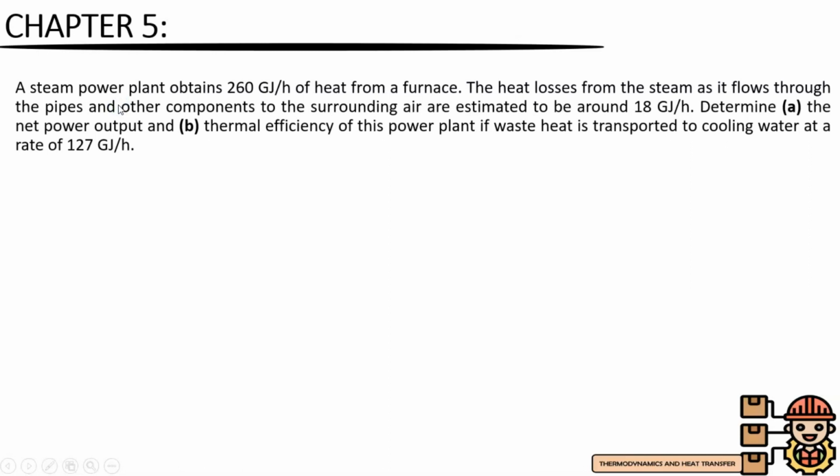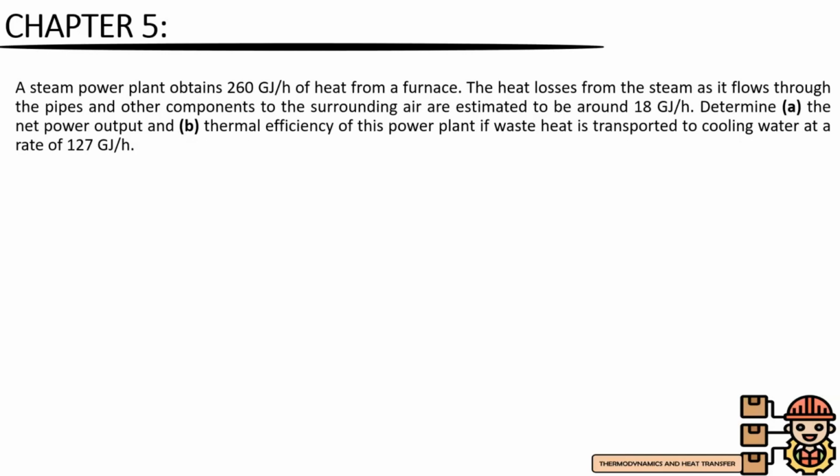A steam power plant obtains 260 gigajoules per hour of heat from a furnace. The heat losses from the steam as it flows through the pipes and other components to the surrounding air are estimated to be around 18 gigajoules per hour. Determine the net power output and thermal efficiency of this power plant if waste heat is transported to cooling water at a rate of 127 kilojoules per hour.